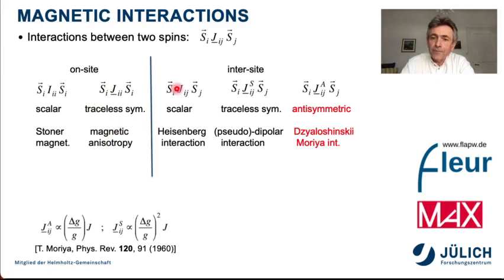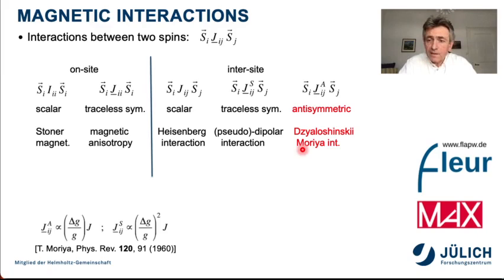And if I and J are on different sites, then again you have a scalar part, which is the Heisenberg type interaction, which just determines whether the two spins on the two sites are either parallel or anti-parallel. Then you have a traceless symmetric part, which is a kind of dipolar interaction. And you have an antisymmetric part, which is the so-called Dzyaloshinskii-Moriya interaction, which we will discuss in a little bit more detail.